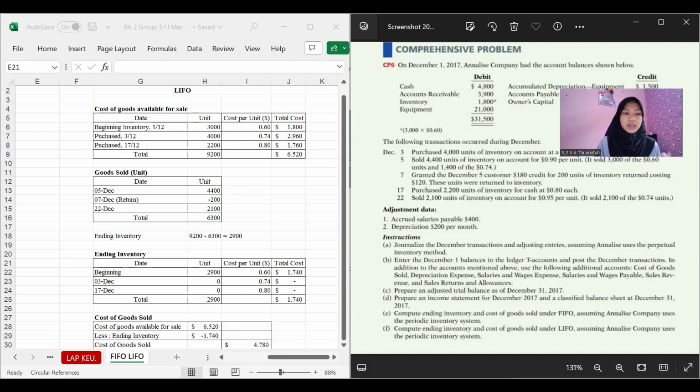And to find the cost of goods sold, we reduce the cost of goods available for sale by the ending inventory, namely $6,520 minus $1,740, so that the cost of goods sold is $4,780.